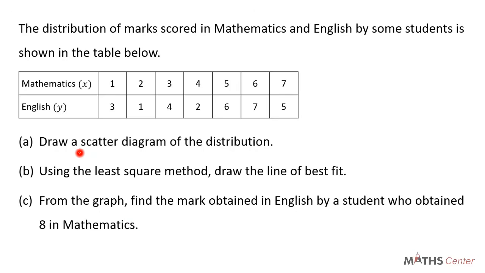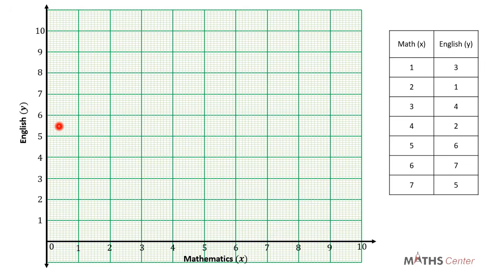Let's start with the first part of the question. We are going to draw a scatter diagram for the distribution. You see here, the question did not give us a scale, so you have to choose an appropriate scale for your graph. The mathematics scores will be on the x-axis and the English scores will be on the y-axis. Here I'm going to choose a scale of 2 centimeters to 1 unit on both axes. Here are the points we are going to plot. Let's start with the first one.